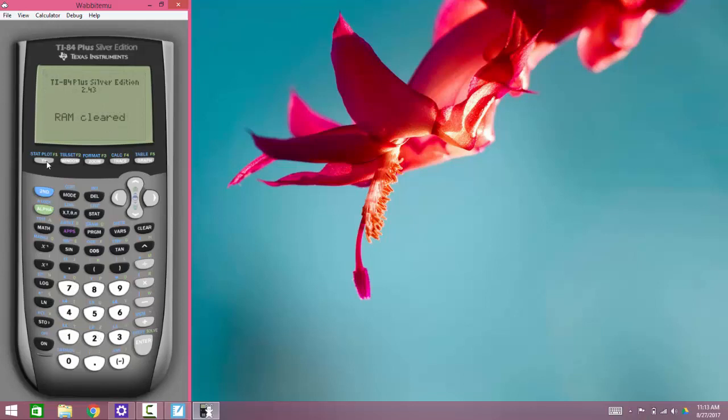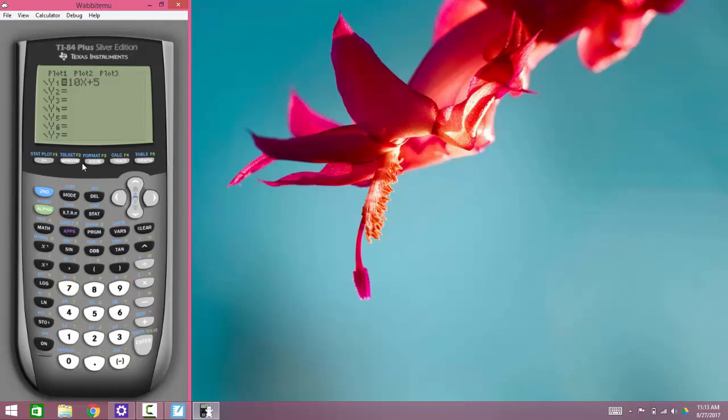And then you want to go to the y equals, the top left button. And this is where you type in your equation. So the equation we just did was 10x plus 5. The X button is in the second row, second button, right next to the green alpha key.